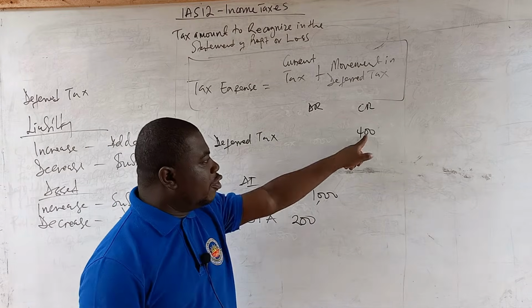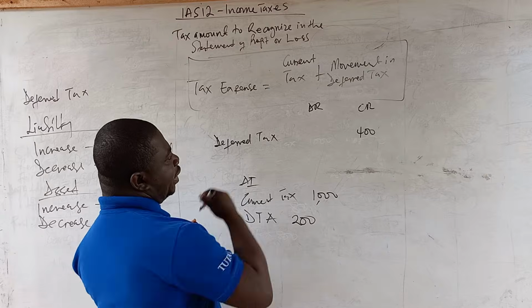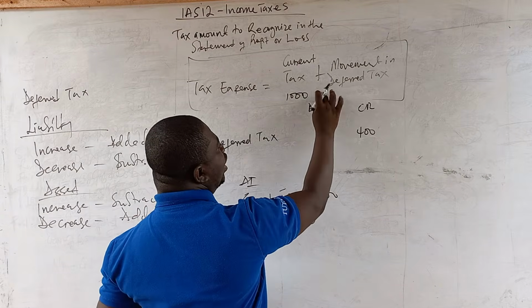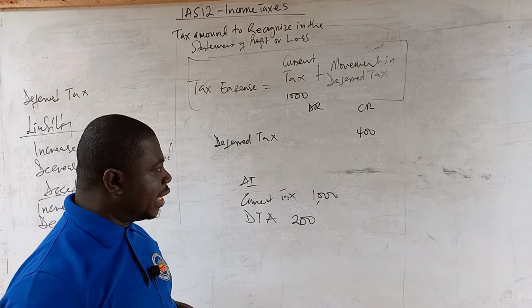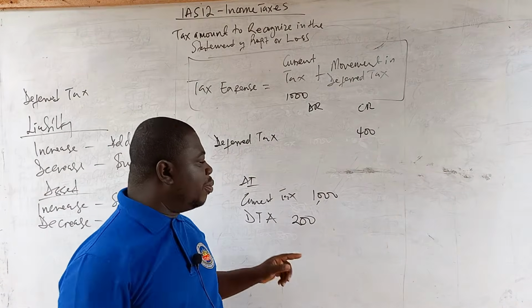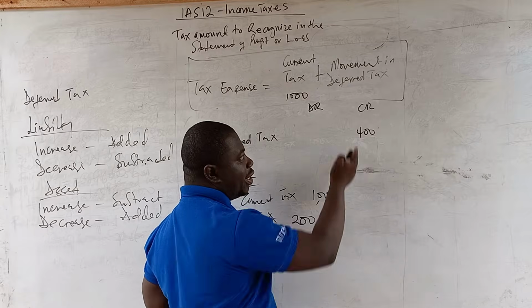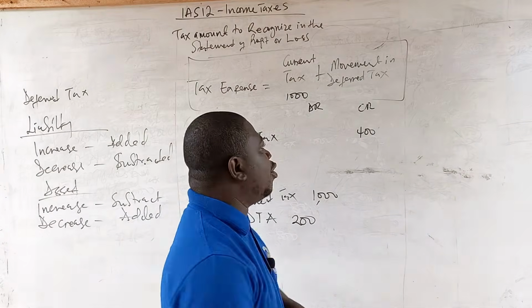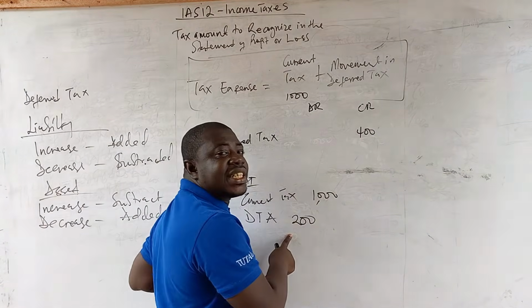Now, let's compare the movement, okay? Current tax is 1,000. We need the movement in deferred tax. That is the headache now. The opening balance was 400. If you look at it straightforward, you may say that the difference is 200. And then you go and you will be wrong. Because one is a liability, this is an asset.